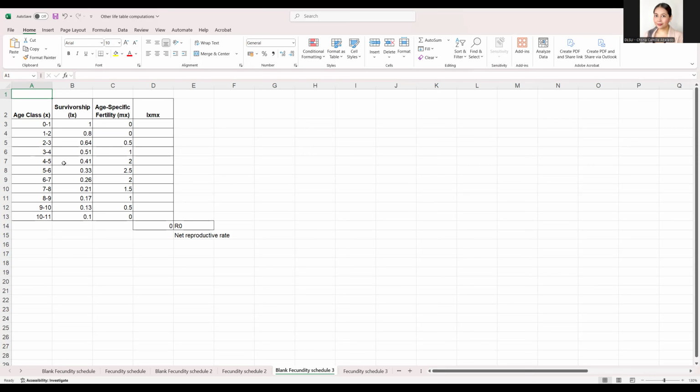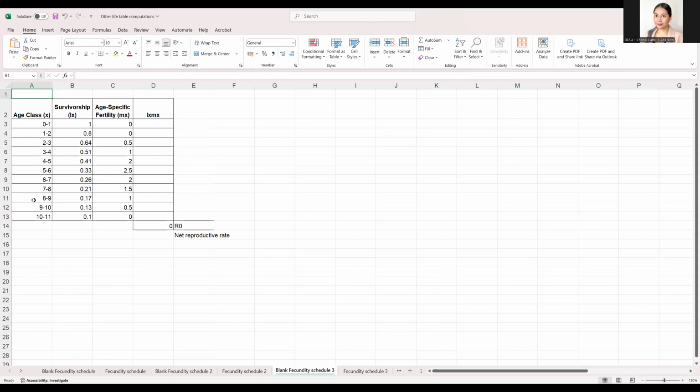For age 4 to 5, survivorship is 0.41 and age-specific fertility is 2. For age class 5 to 6, survivorship is 0.33 and age-specific fertility is 2.5. For age 6 to 7, survivorship is 0.26 and age-specific fertility is 2. For age 7 to 8, survivorship is 0.21, age-specific fertility is 1.5.